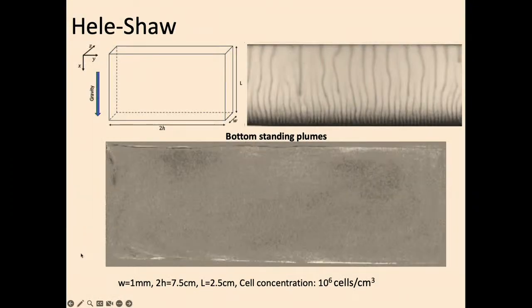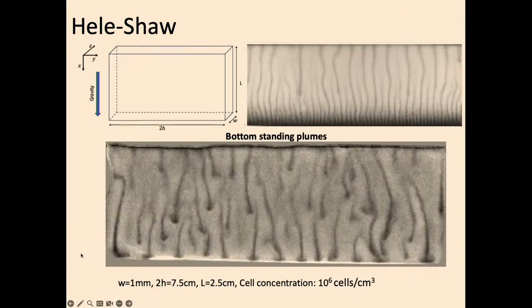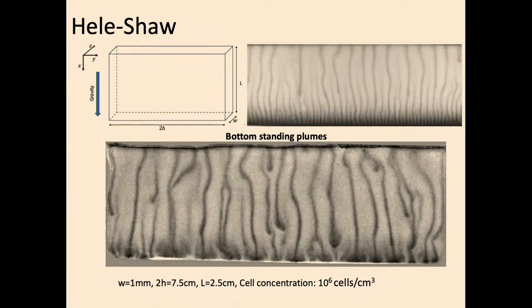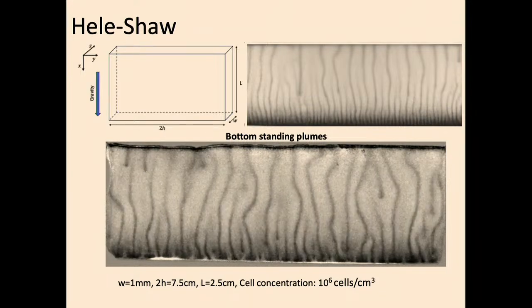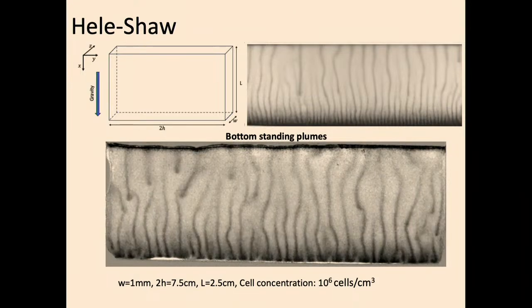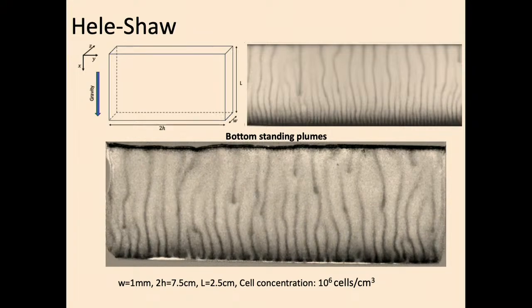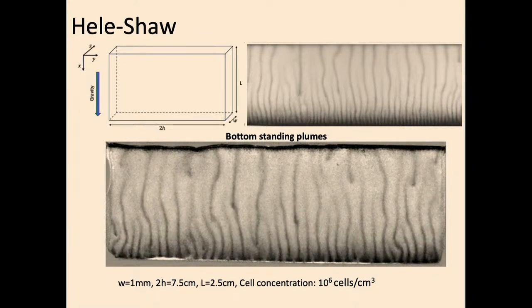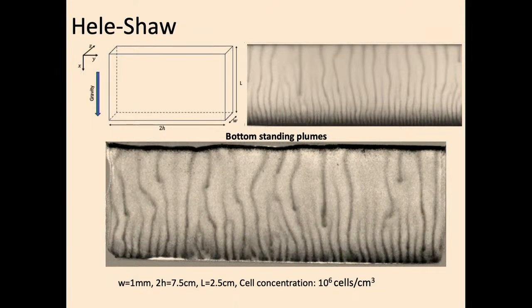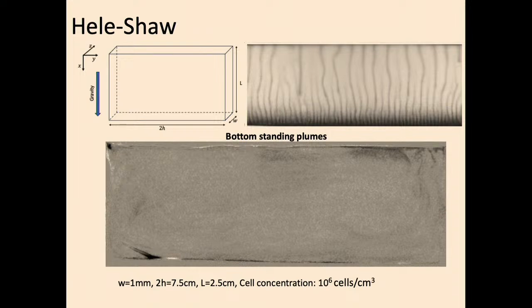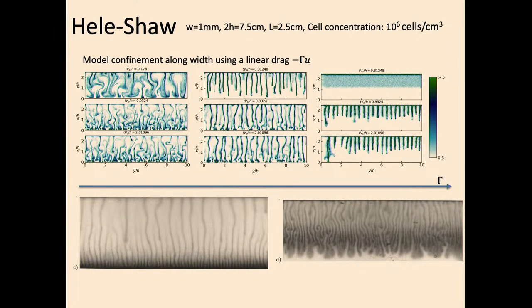So in an experiment, they stir it slightly initially, and then you have these plumes forming. And then these plumes stay put. They're not moving that much. So you have plumes, and the plumes are what is referred to in the bioconvection literature as bottom standing. That is, they are not moving around much, like in thermal convection. All right? And now you ask, can I understand this? At least qualitatively. So we said, look, okay, how do I model confinement in the other direction? And the answer to that, as a good physicist, was that I would use a linear drag model.